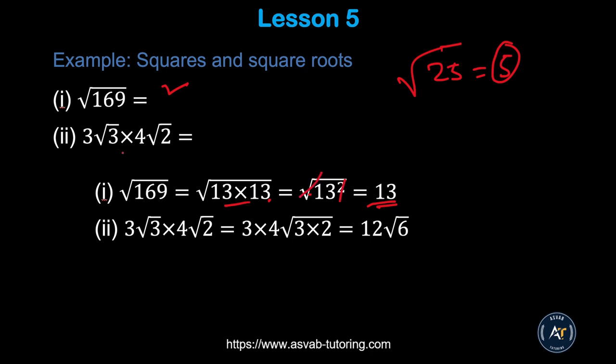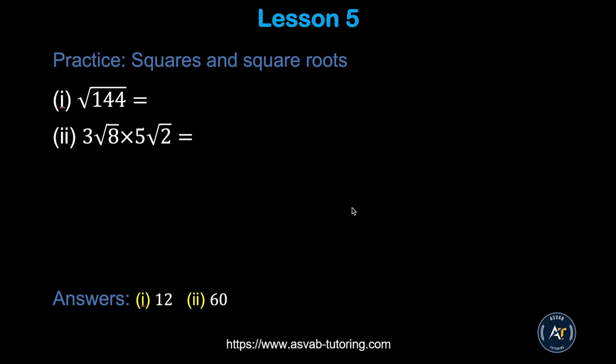The same way, if you do this one, you multiply that. You need to multiply number with number, and inside the square root with square root. So that gives you 3 times 4 is 12, and 3 times 2 is 6. So that is the answer. You try by yourself. Make sure that you get these two answers from this.